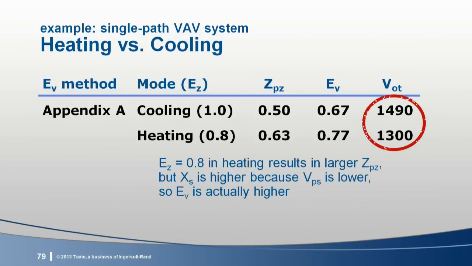So using Appendix A, we find that even though the zone outdoor fractions are higher, X sub S is also higher because the system primary airflow is lower. In our example, this results in a higher system ventilation efficiency and a lower intake airflow. I calculated the outdoor air intake to be 1300 CFM during the heating mode, compared to 1490 CFM in the cooling mode. But it's really hard to generalize this for all applications, so it depends on what the system primary airflow is when the zones are in heating. And of course, if the system is designed so that zone air distribution effectiveness is 1 when heating, this comparison isn't even an issue.